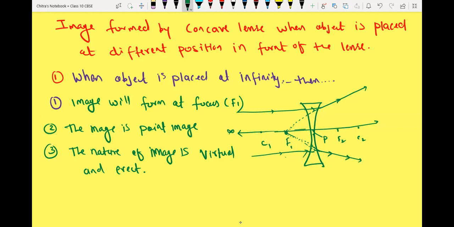Take a screenshot first, then we'll discuss the second one. I think we have only one other possible condition, that is any point in between pole and infinity. Okay, take a screenshot. Done, sir.